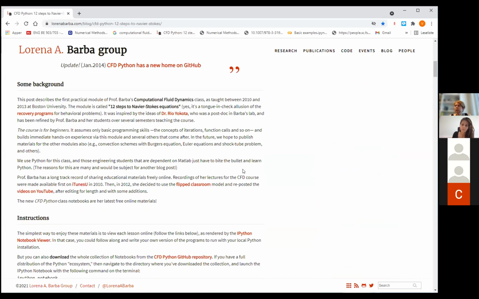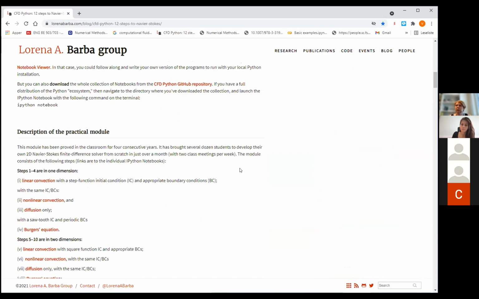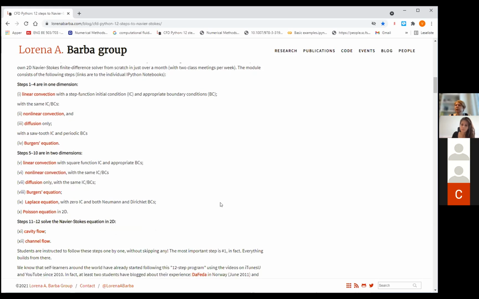I will not go through this. This is just my recommendation. And for me personally, it was a very good and practical way into learning Python applied to basic equations of fluid mechanics. You start with convection and diffusion equations and these basic schemes, and then you gradually, step by step, proceed towards the Navier-Stokes equation. So this is something I would definitely recommend doing if you have time for this.